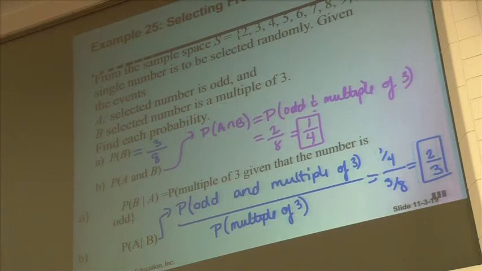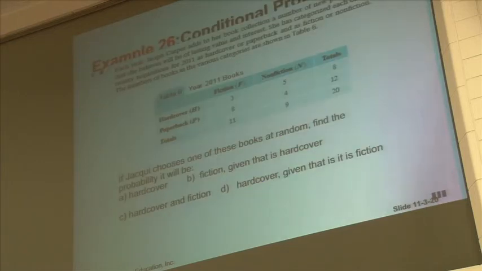All right. Moving on. Okay. More with conditional probability. We have a given chart. Along the far right column, those are your totals for all of the hardcovers and all of the paperbacks, and then the bottom right corner is all of the books total. If Jackie chooses one of these books at random, find the probability that it will be a hardcover. How many hardcovers are there total? 8. And how many books total? 20. So 8 out of 20, which reduces to 2 out of 5.